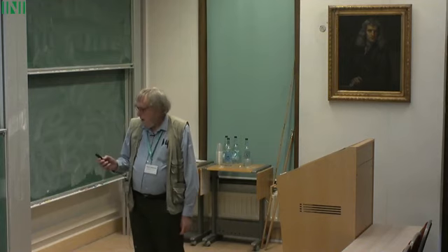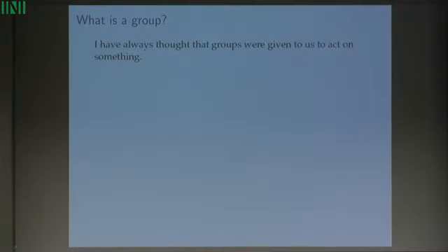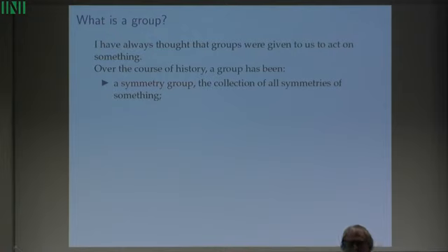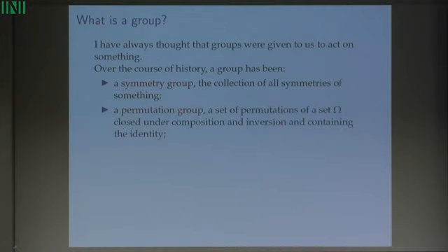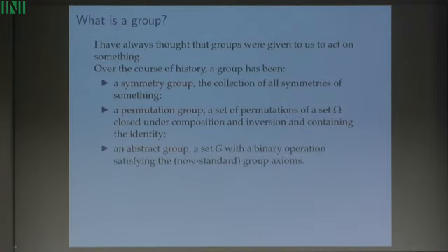Okay, right. So, groups are given to us to act on something, and this has always historically been the case. Originally, groups meant symmetry groups of things. Then they became permutation groups, groups of permutations of a set. So a set of permutations closed under composition and inversion containing the identity. And then finally we got to the modern abstract definition of a group as something satisfying the group axioms.